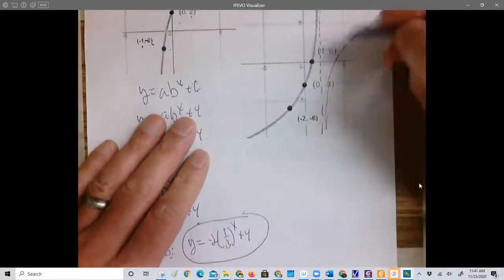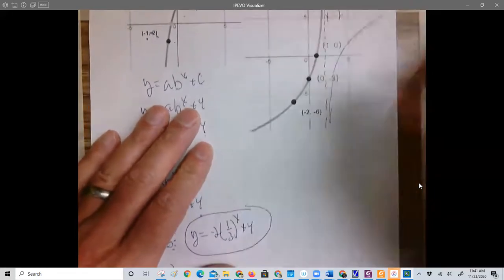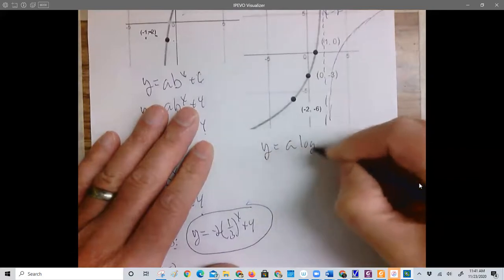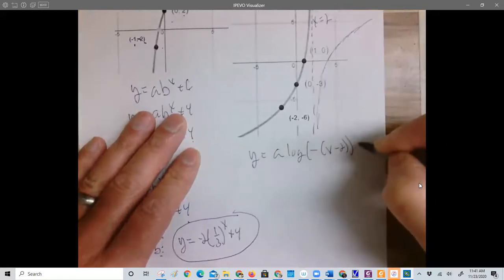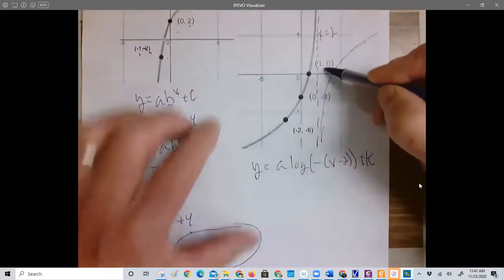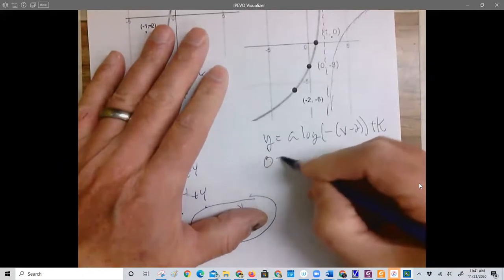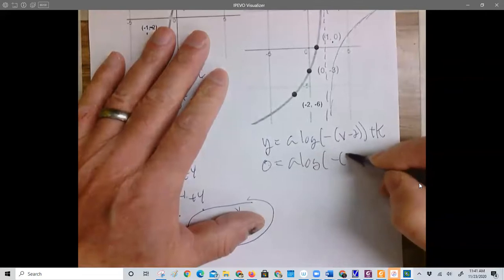But why this is important is I see that it's been shifted right to, that's where the vertical asymptote is, at x equals 2. But I know I'll have to stick a negative inside. So x minus 2, then plus some constant in case it's been shifted up. So we'll use that x-intercept to see if there is an up-down shift or vertical shift. So 0 equals a times the log of negative 1 minus 2 plus k.